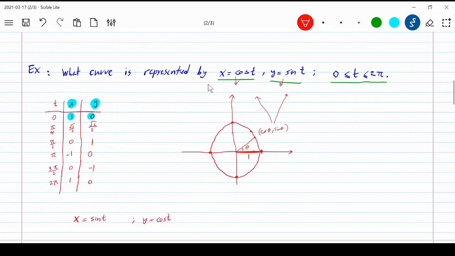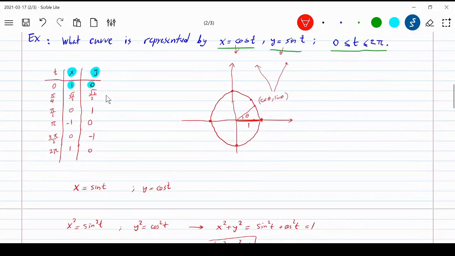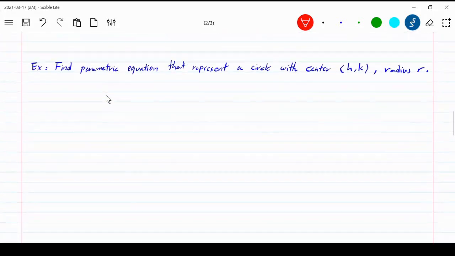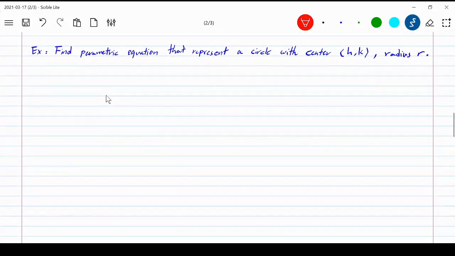Okay, so this curve actually represents the unit circle. Another example: find a parametric equation that represents a circle with the center h, k, and radius r. So now this is a more general one. We talked about the unit circle.